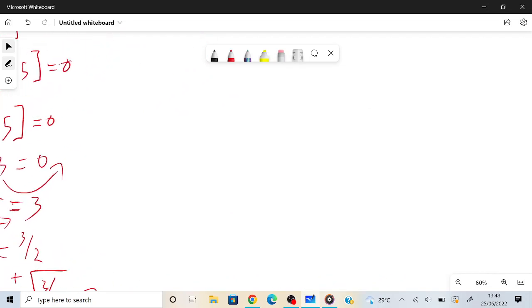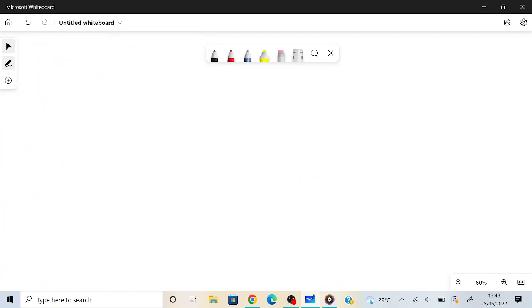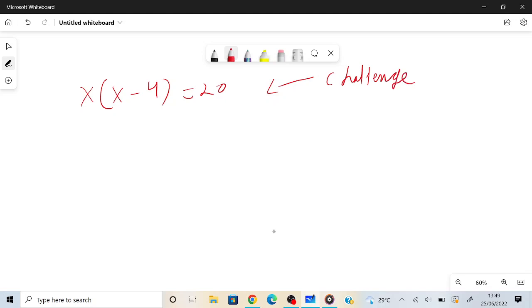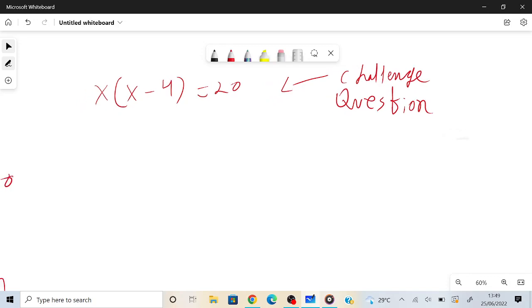So heading to the final example for today. Final example is x into x minus 4 equals 20. This is a challenge question. Please pause the video and have a go at this yourself. And once you've gotten your answer, click resume and see if you are correct or not.